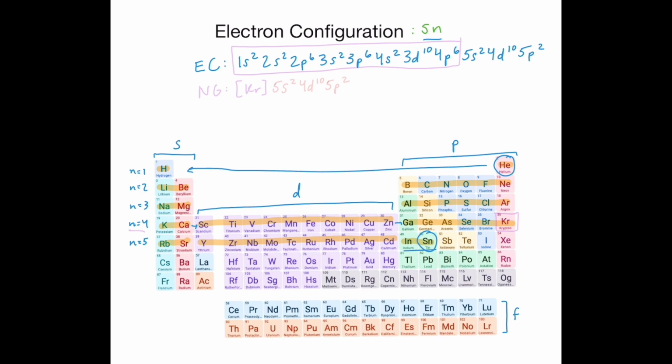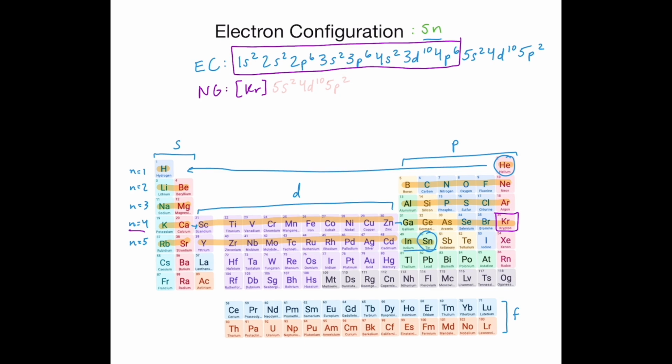Now, if we were to do our noble gas configuration, we need to find the closest noble gas that we've already passed. In this case, it would be krypton. And so in brackets, we can put Kr, and then since Kr is at energy level 4 and its p is 4p6, we can include all of this in that bracketed area. So that's all taken care of.